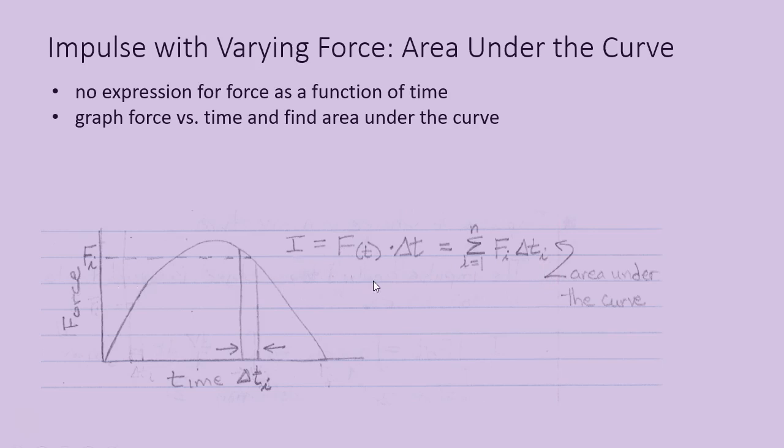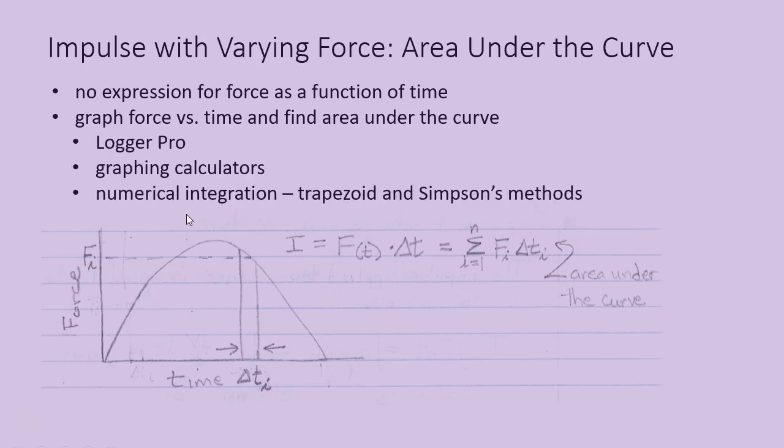So how do we calculate the area under the curve? Well, sometimes, especially if the force timeline is a straight line with a positive or negative slope, it's easy to calculate the area. Other times we may have to plot the data in LoggerPro, and it can find the area under the curve. You can plot your data in a graphing calculator and find the area under the curve, or you can use numerical integration techniques such as the trapezoid method or Simpson's method. Let's take a look at an example here.